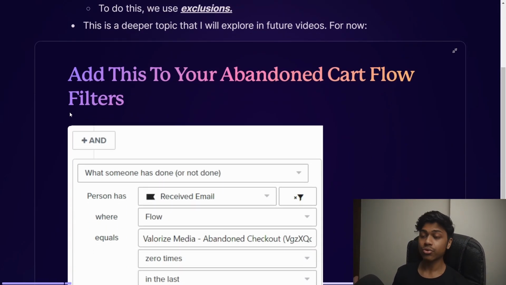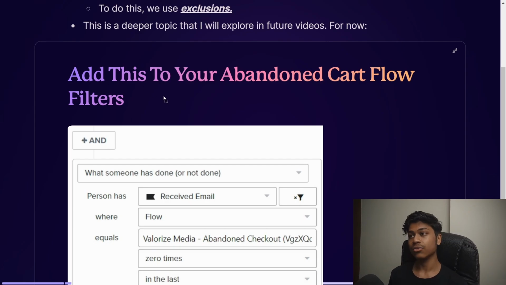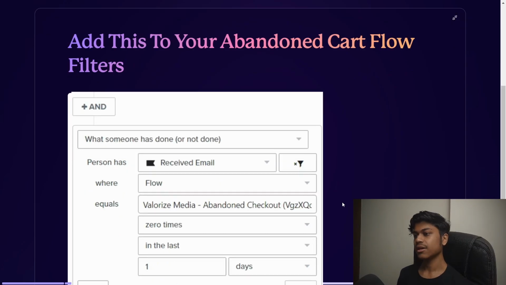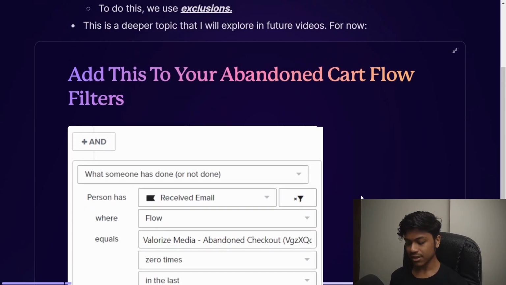But for now, for your abandoned checkout flow, you want to add this to your abandoned cart flow filters. So what happens is someone abandons checkout, and they receive your abandoned checkout email, and then they go to the site. They don't decide to place an order. Instead, they decide to add something to cart, and now they've abandoned the site again. And now they're in the abandoned cart flow and in the abandoned checkout flow, right? And you do not want that to happen. You want your customers to basically receive only 1 of those emails. You don't want them to receive both abandoned cart and abandoned checkout.